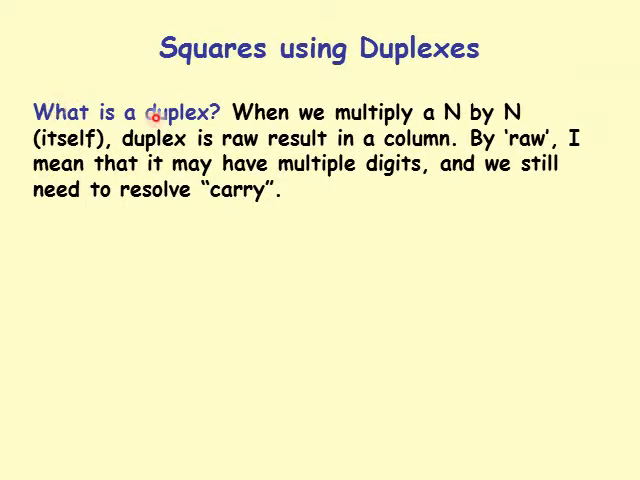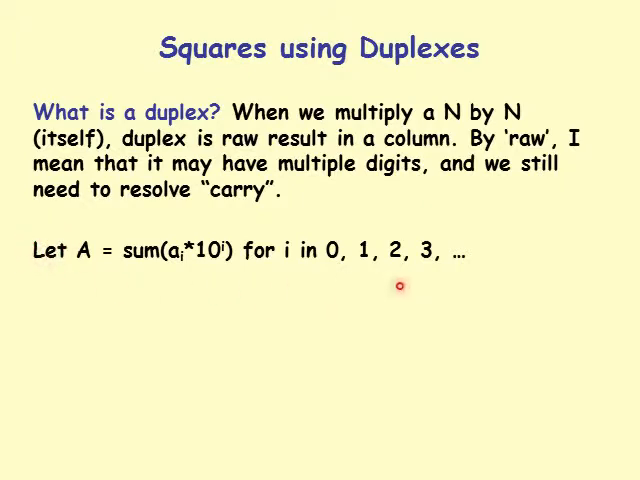What's a duplex? When we multiply a number n by n, which is itself, the duplex is the raw result in a column. By raw I mean that it may have multiple digits and we still need to resolve the carry part. So a duplex is the raw result in a column. Let's continue here. Let's go over what numbers look like.